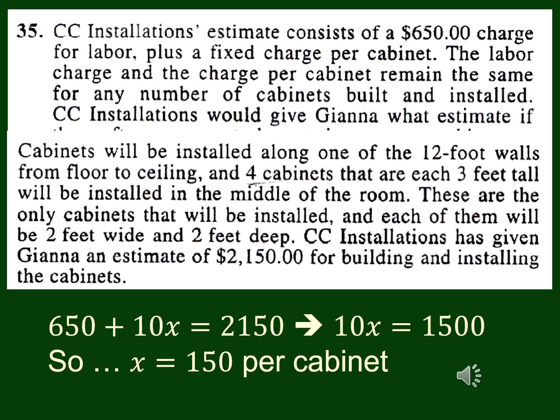So I used the information in this problem to write a little equation. It says we have to pay $650 no matter what, and we pay $10 for each cabinet. Now, back in the original problem, it told us she had to pay $2,150. So I put 650 plus 10x equals 2,150. I solved that and figured out that what they must be charging is $150 per cabinet.